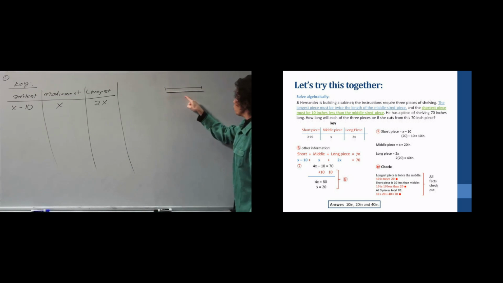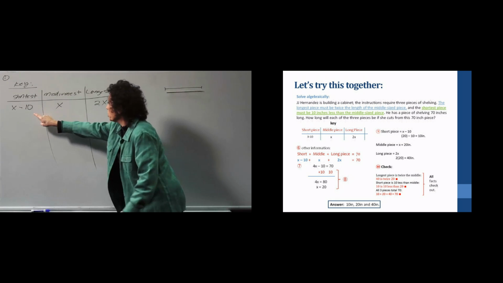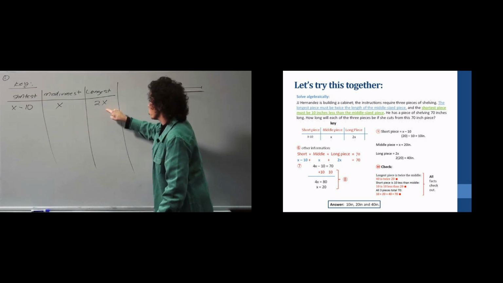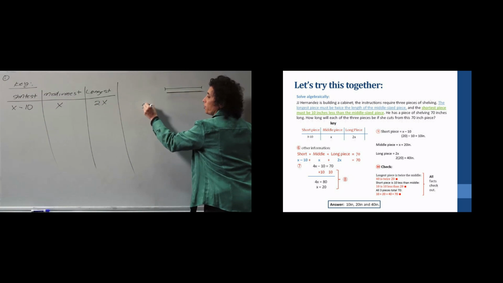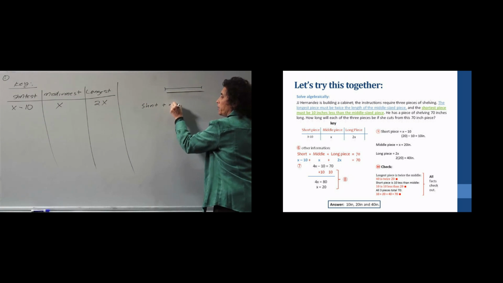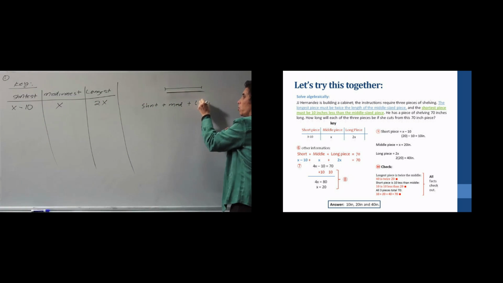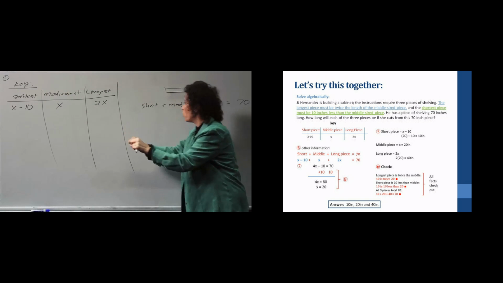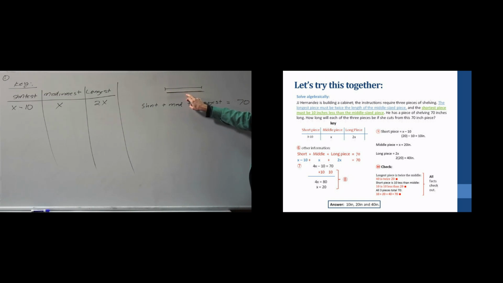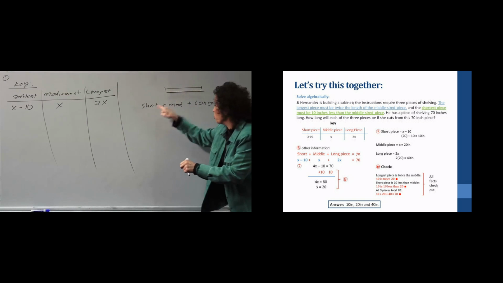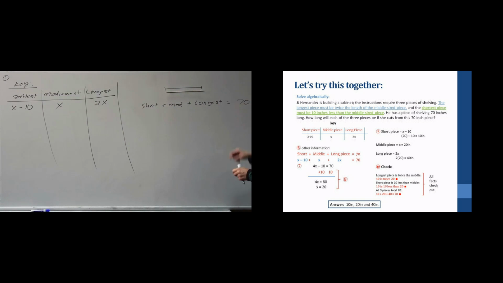Okay, that's the length of the total shelving. Well, this is the smallest piece, the medium piece, and the longest piece. What we know is all 3 pieces, the short plus the medium plus the longest, must add up to that 70 inches, because that's what we want to put together. I didn't take this apart on purpose because I need to show you something else later, but the shortest plus the medium plus the longest has to be 70.